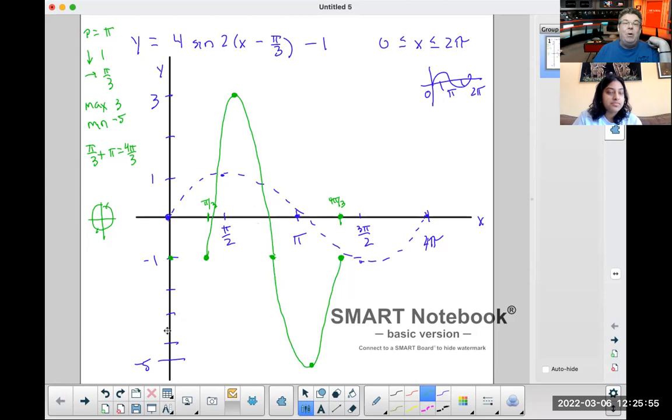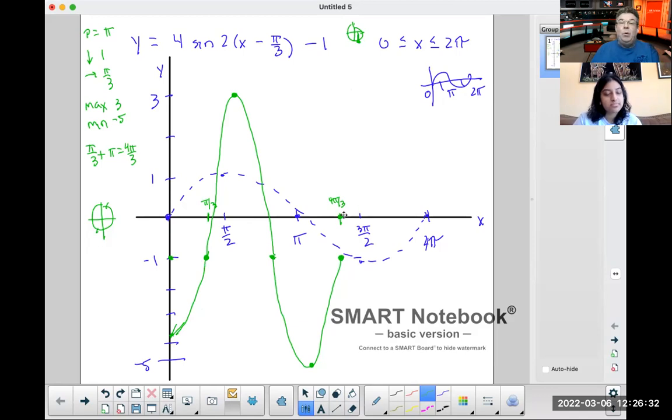So if you want to get the y-intercept, you could easily plug in a 0. So sine of -pi over 3. Again, on your unit circle, that's down here, right? And so that's -√3 over 2 for sine? Yeah. And it's times 2, so it's about maybe here, I don't know, right? So it's sort of going that way.